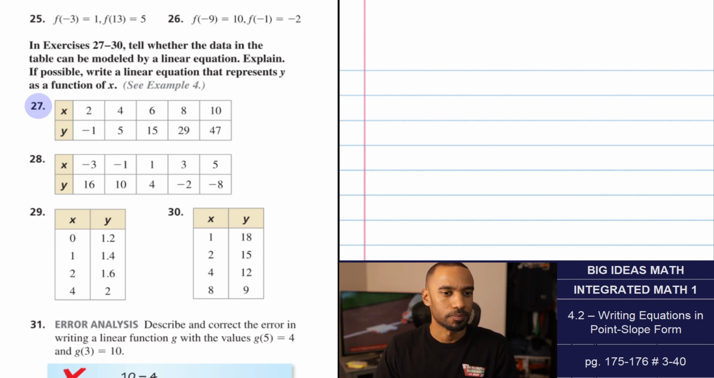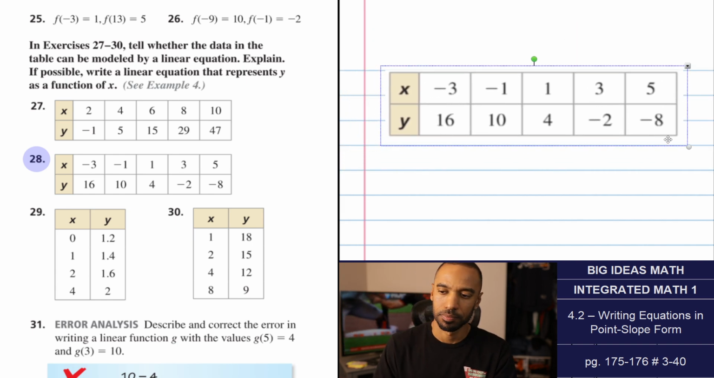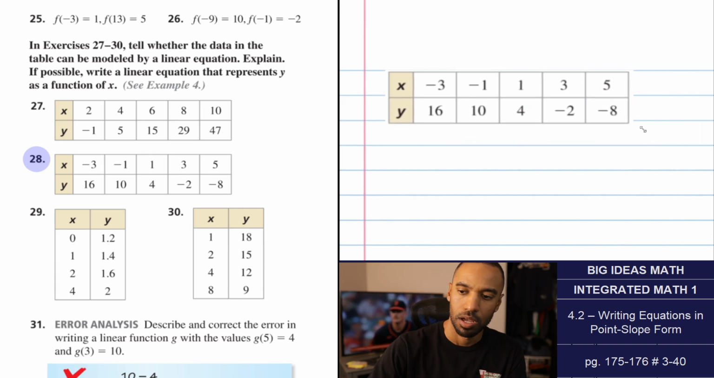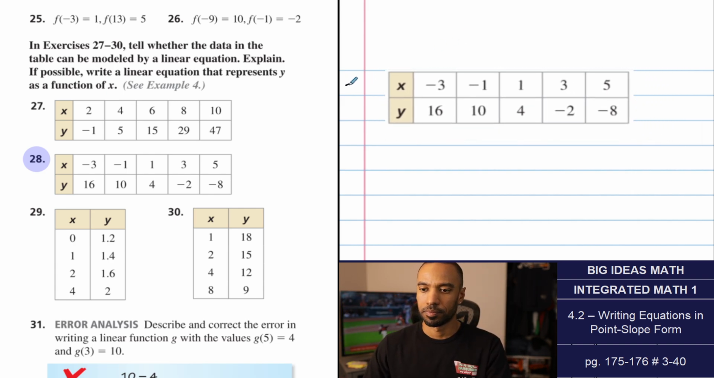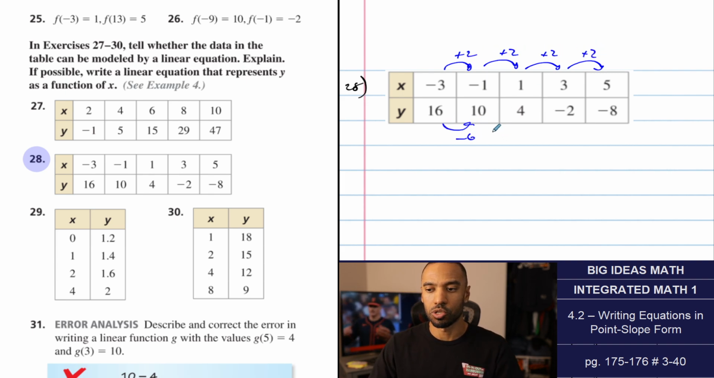Number 28. I have to copy and paste it, so give me a second. Let's see if they can give us one that we can write an equation for this time, so we can practice. Okay, number 28. X's are increasing by 2s. Now, these numbers will help me for something else I'm going to do in a second. But x is increased by 2s, y is decreased by 6s, it looks like. So this is linear. I'm just going to write linear.